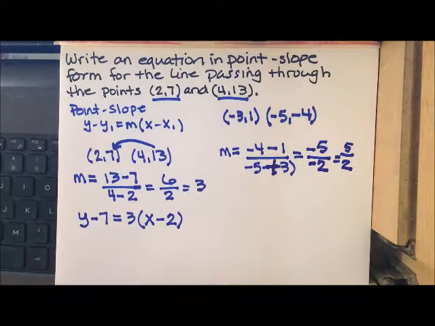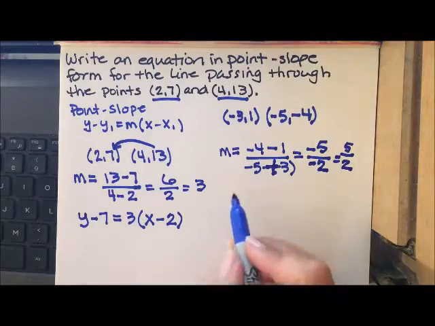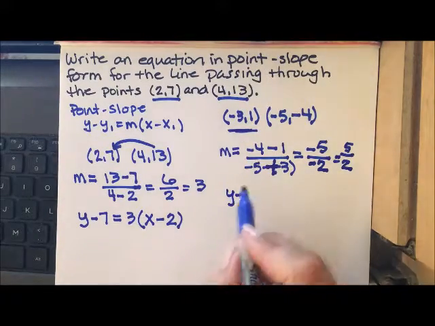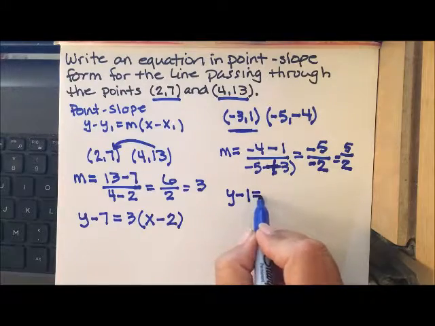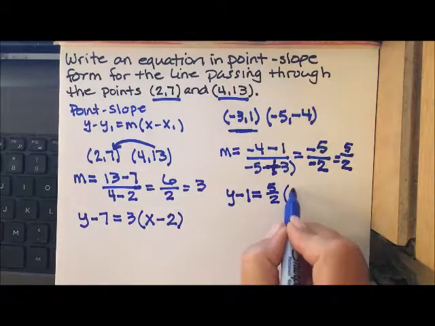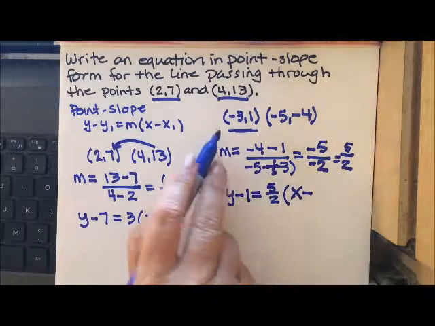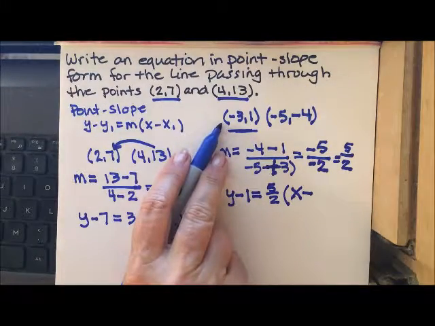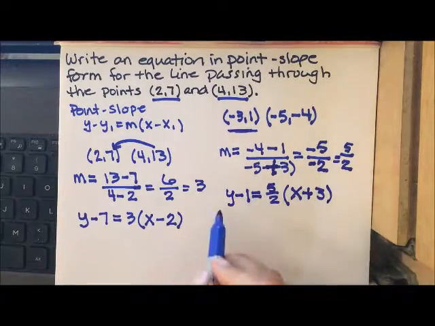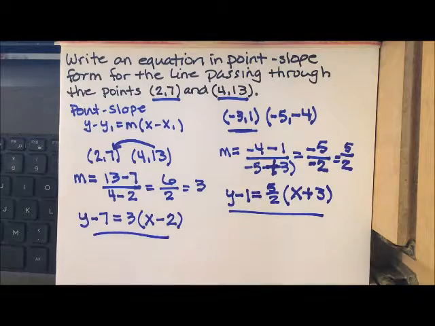And now that we have our slope, here again we can go write our equation. We get y minus, and I'm just going to use this first point here, y minus 1 equals, my slope is 5 over 2, times x minus -3. x minus -3 is going to give me x plus 3. And there's your equation. And that's it.